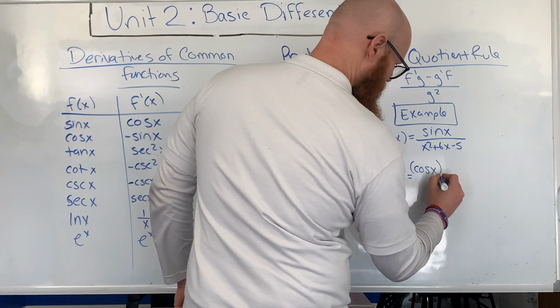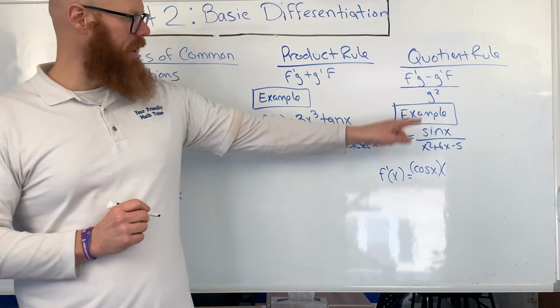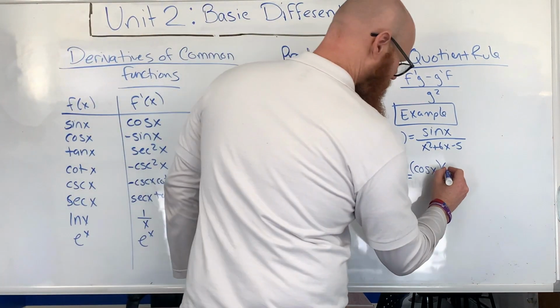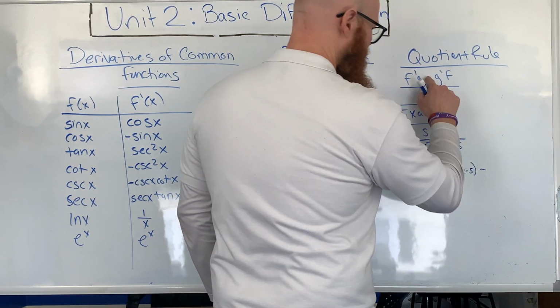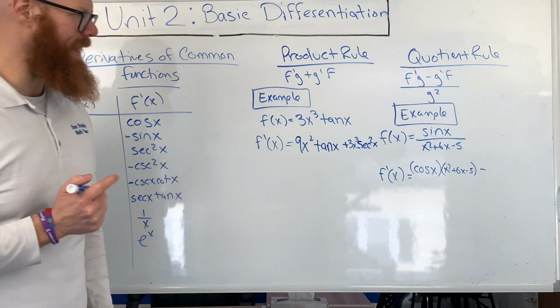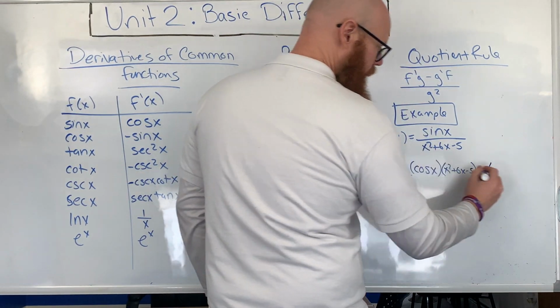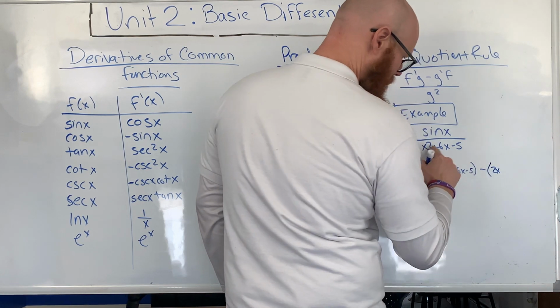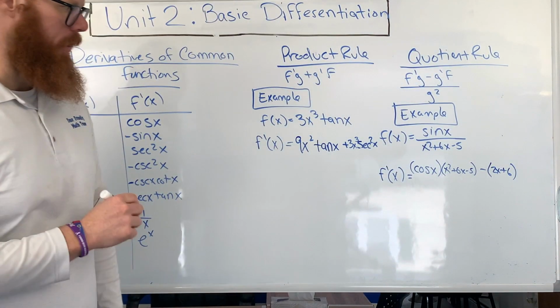I'm going to put it in parentheses for now, and then I might rewrite it. Then it says just rewrite g, which is the denominator. So that's x squared plus 6x minus 5. Then I have a minus, right? The quotient rule has a minus in it. Then it's g prime. Well, g prime is the derivative of the denominator. So that's 2x plus 6, using our basic rules from earlier.